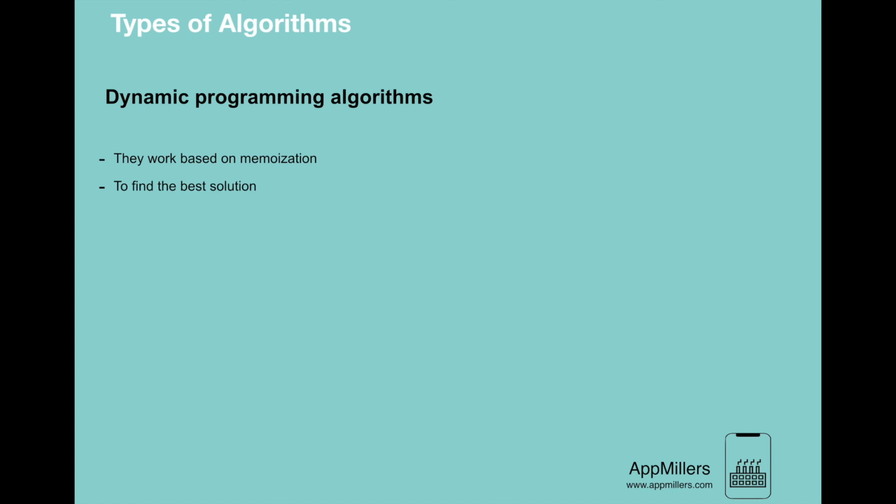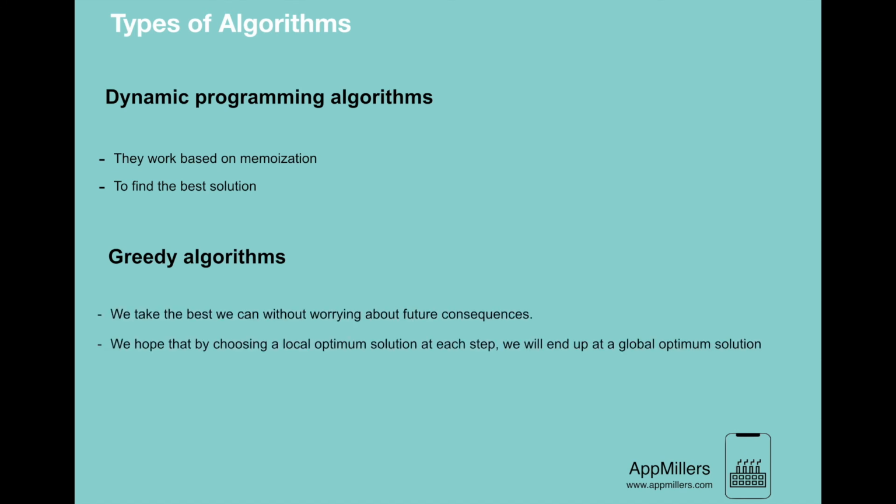Okay, we'll continue with the next type of algorithm. The next type of algorithm is greedy algorithms. These algorithms are also for finding the best solution. They work well for optimization problems. A greedy algorithm works in phases. At each phase, we take the best we can without worrying about future consequences, and we hope that by choosing a local optimum solution at each step, we will end up at a global optimum solution.